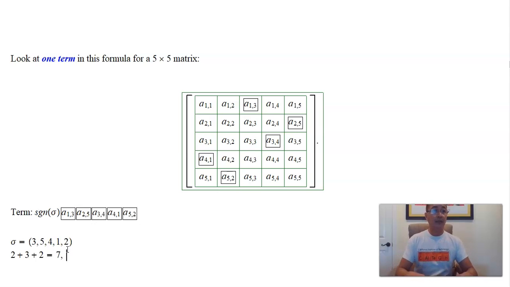7 inversions. So the sign of sigma is, of course, -1 because 7 is odd. Okay? So therefore, the final contribution of this term is the negative of this product.